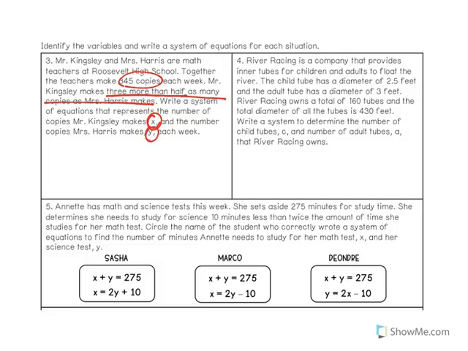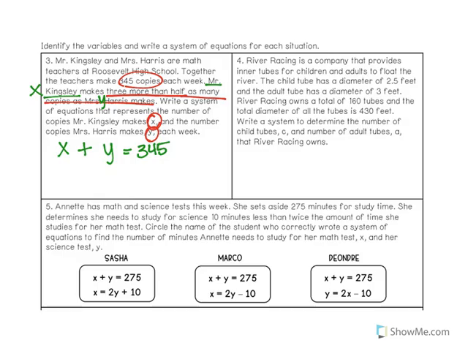So we know here that there are a total of 345 copies between the two people. So we're going to look at Mr. Kingsley, and Mr. Kingsley we're going to identify as x, and Miss Harris is our y. So Mr. Kingsley plus Mrs. Harris would equal a total of 345 copies.